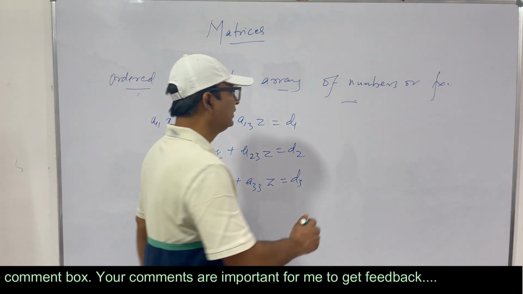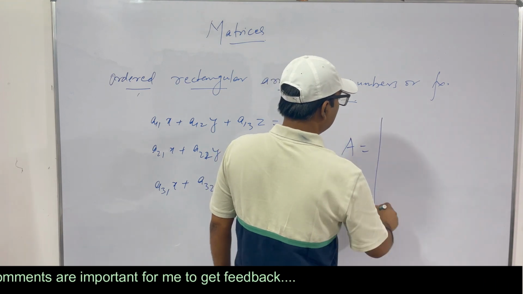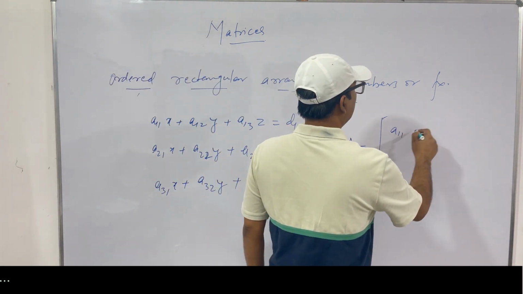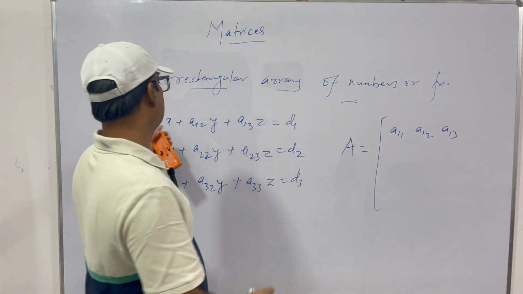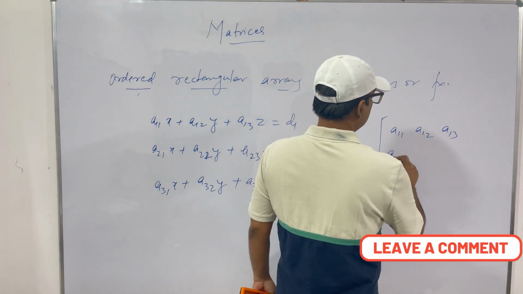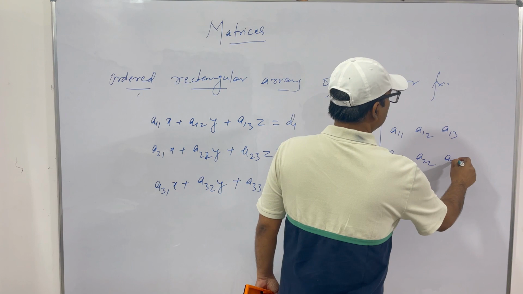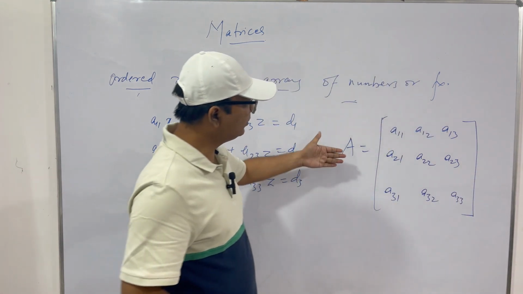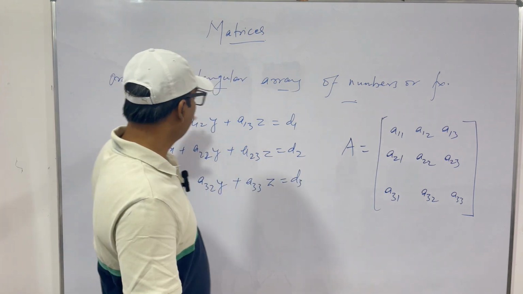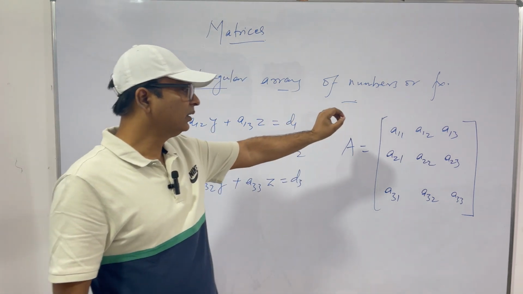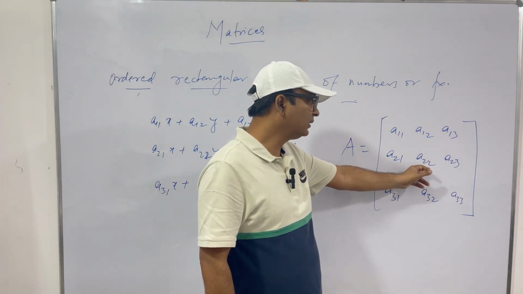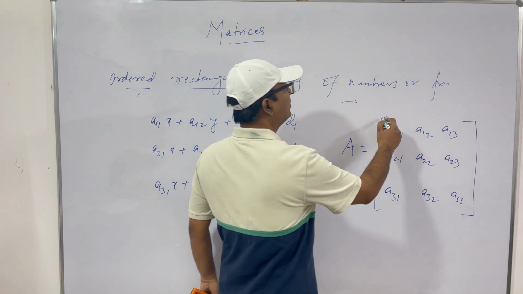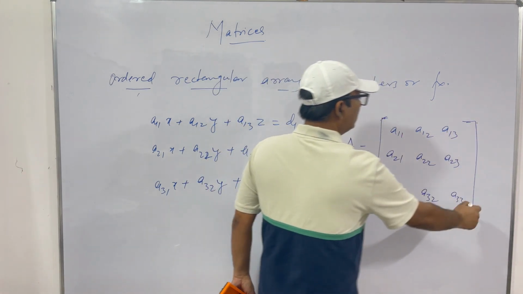So what we do, we say that let a matrix A be like this, where we have all the coefficients of x, y and z. So this is a11, a12, a13, that is the coefficients of the first row. Then the second row is a21, a22, a23, and the third row is a31, a32, a33. If we represent it like this, it becomes very neat and clean. We can directly see the coefficient of y in the second equation. It is a22. So this is a way to represent it, and we use this square bracket. So this is now a matrix.